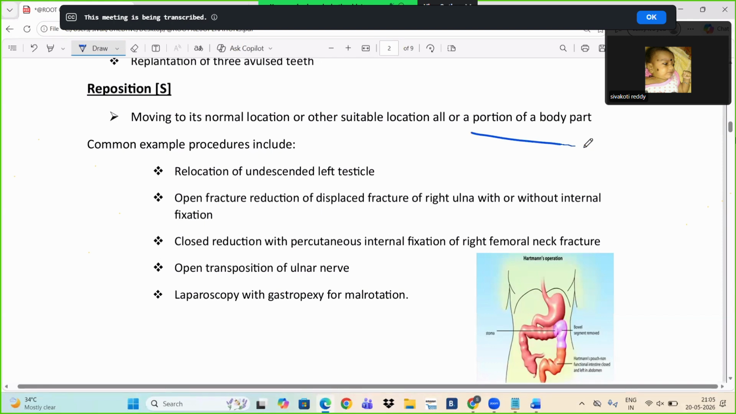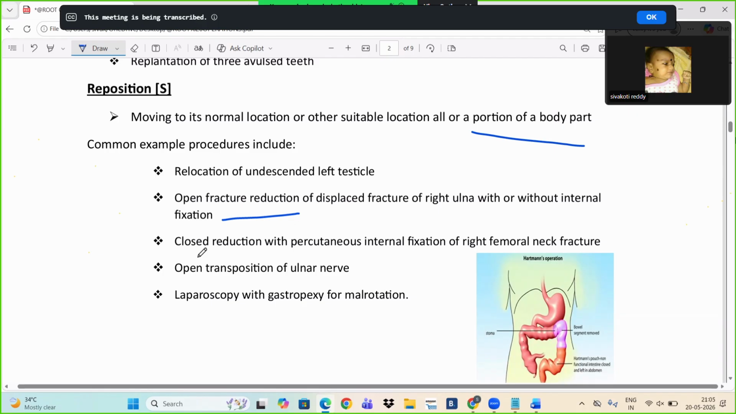All are a portion of a body part. Any body part moved from original position to abnormal position, again they will put in the same normal location or other suitable location. It was repositioned. Here you will get mostly fracture reductions. Mostly you will get fracture reductions in the reposition. Fracture means breaking of bone, right?